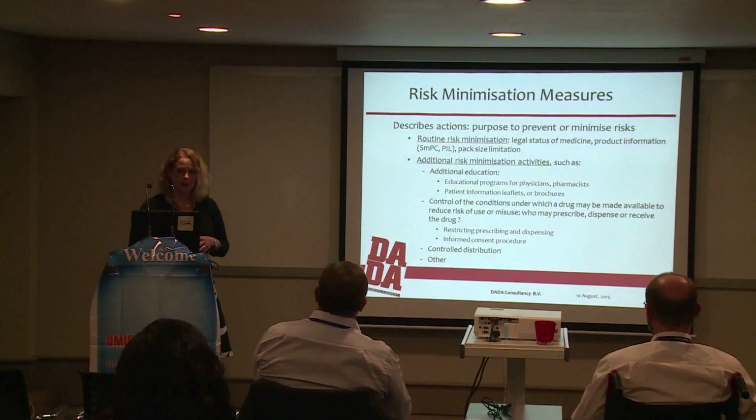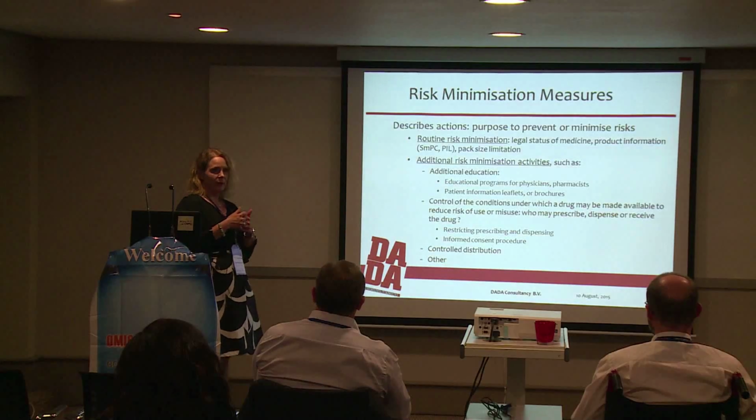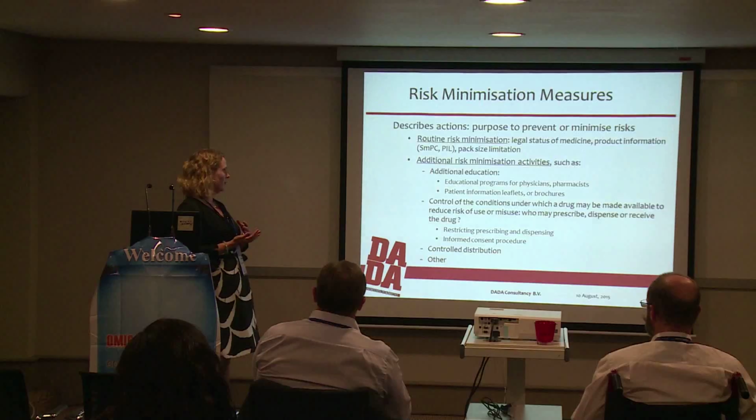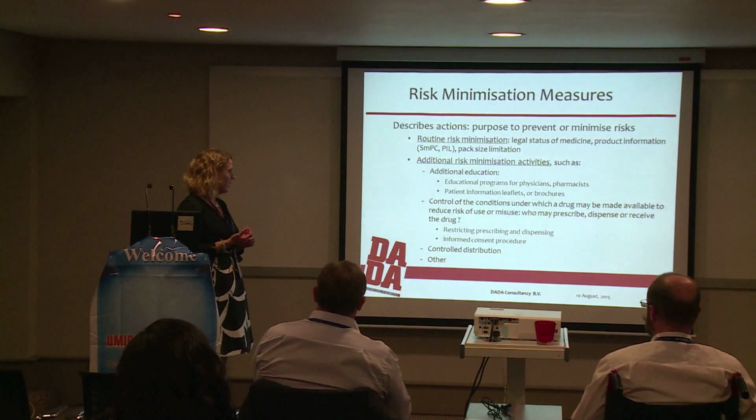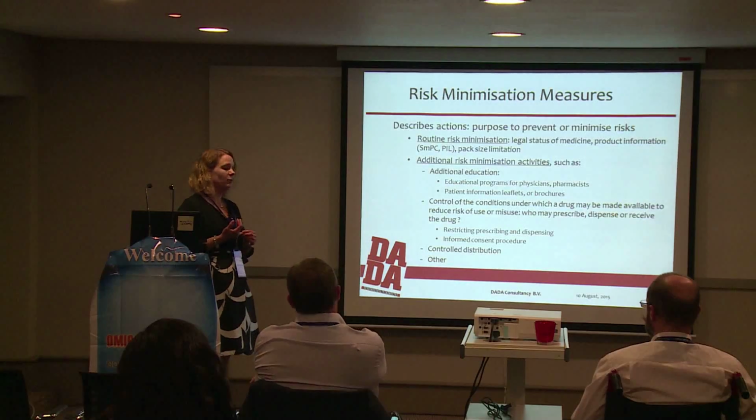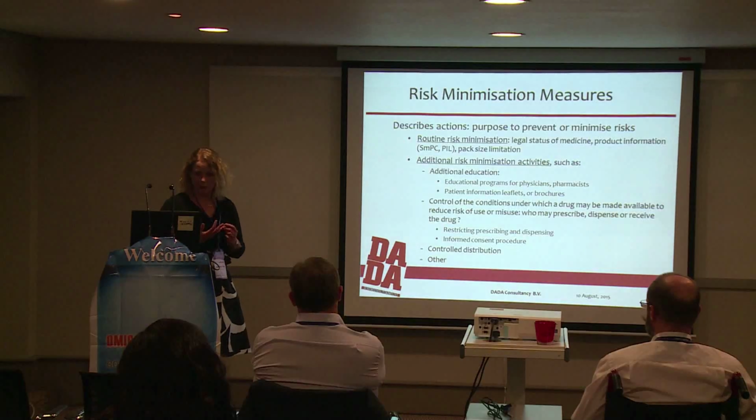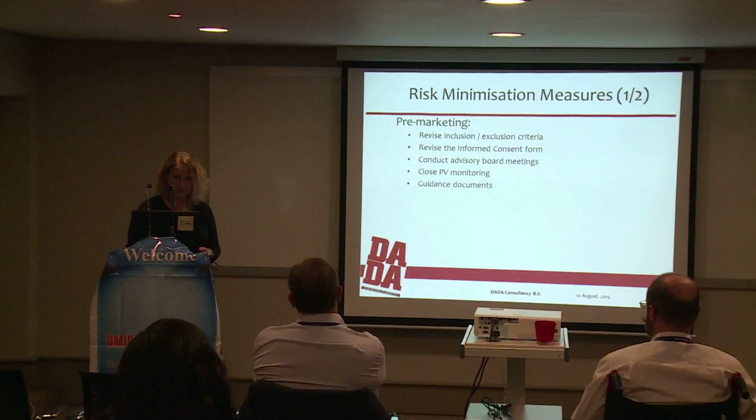And next to that, you can decide that this routine risk minimization won't be enough and you need additional risk minimization activities. And that means you plan to educate the users, so distribute educational materials. You may try to control the conditions under which a drug may be made available to reduce risk of, for example, misuse or off-label use. So you would determine who is able to prescribe or dispense or receive the drug. You could go for controlled distribution, and you can choose some other additional risk minimization activities.